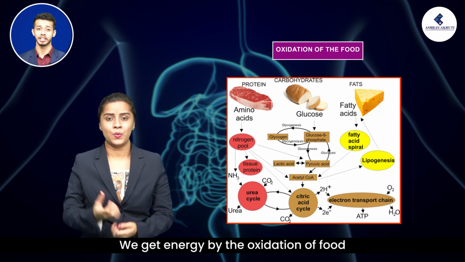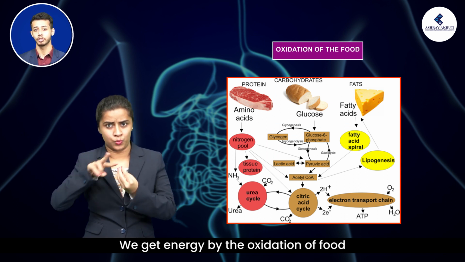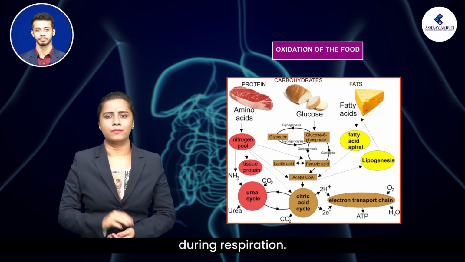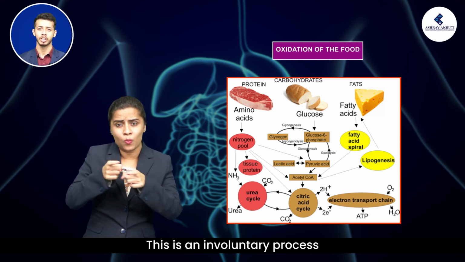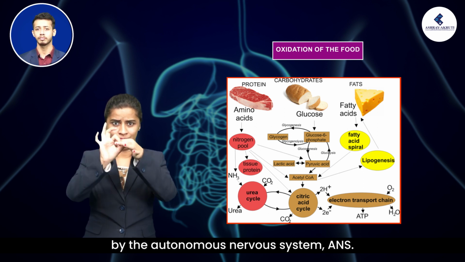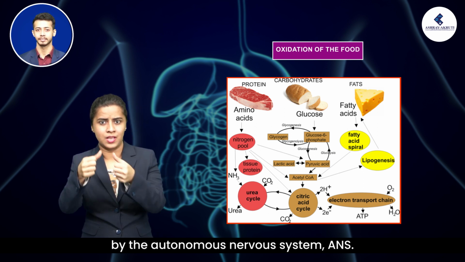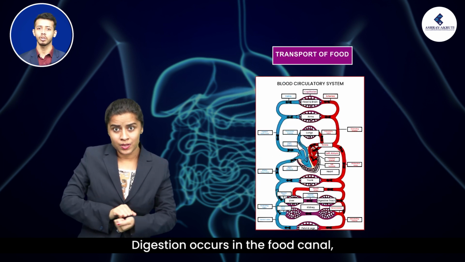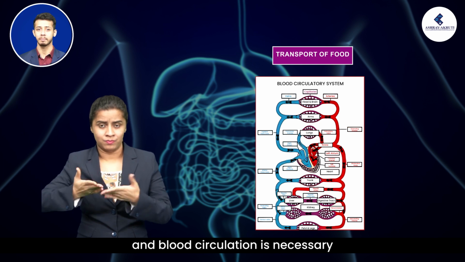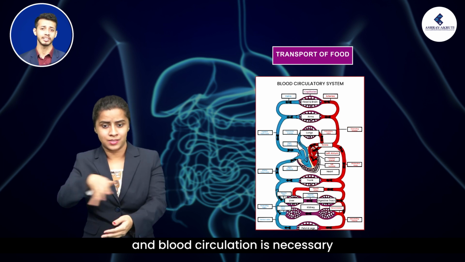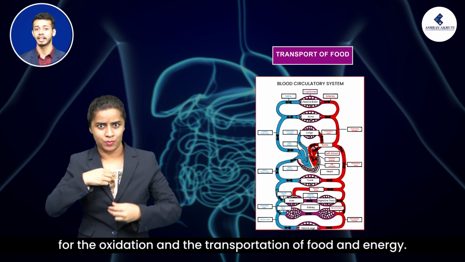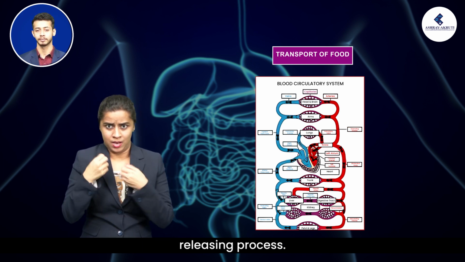We get energy by the oxidation of food during respiration. This is an involuntary process controlled by the medulla oblongata and the autonomic nervous system, ANS. Digestion occurs in the food canal, and coordination of respiration and blood circulation is necessary for the oxidation and the transportation of food and the energy releasing process.